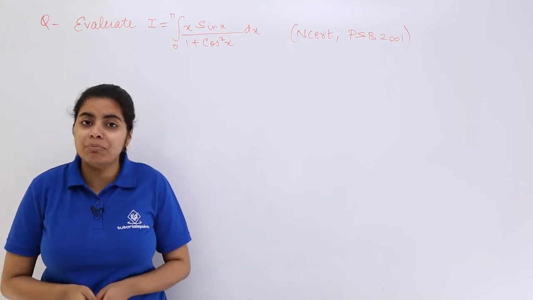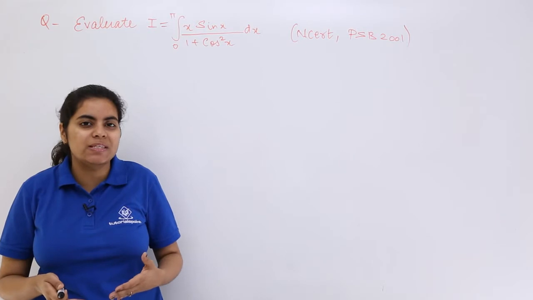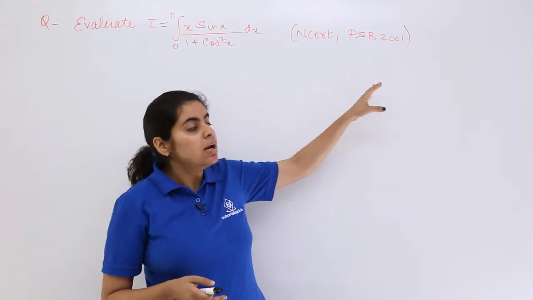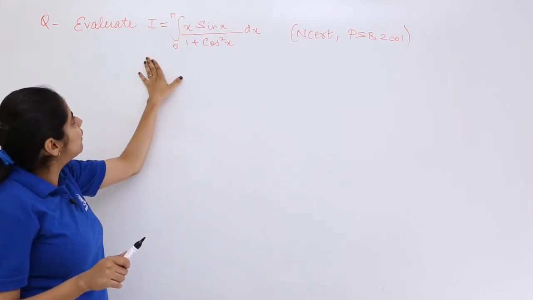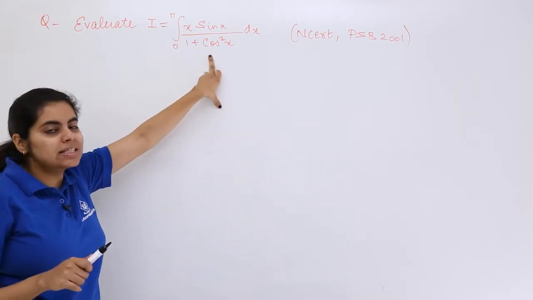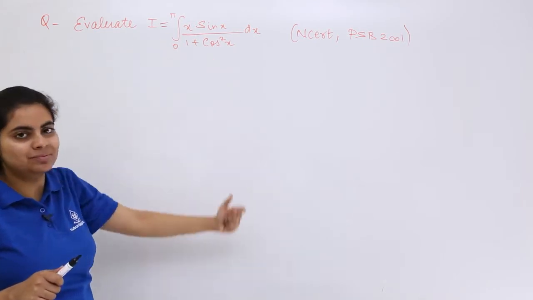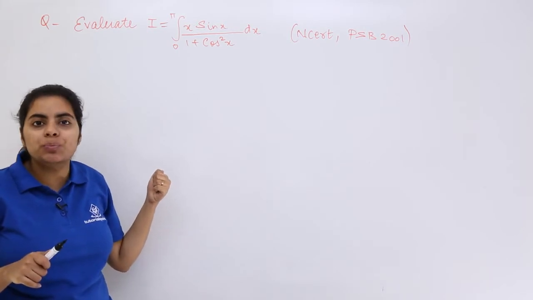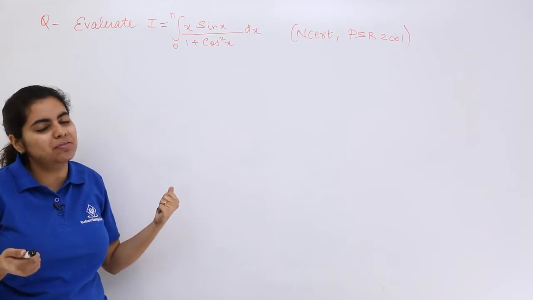This video has a very important question for you. It was asked in many state board examinations, even in the CBSE examination. I have not mentioned them all, but yes, it is even in your NCERT books. Let's see this question. It says, evaluate I equals the integral from 0 to pi of x sin x upon 1 plus cos square x. This is a case of definite integral, and we know certain properties that we are going to use. Let's see how it benefits us.